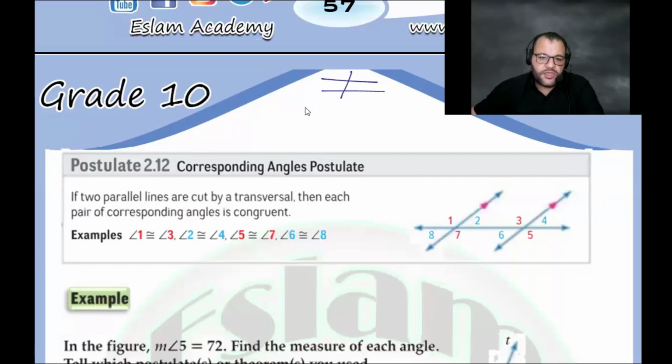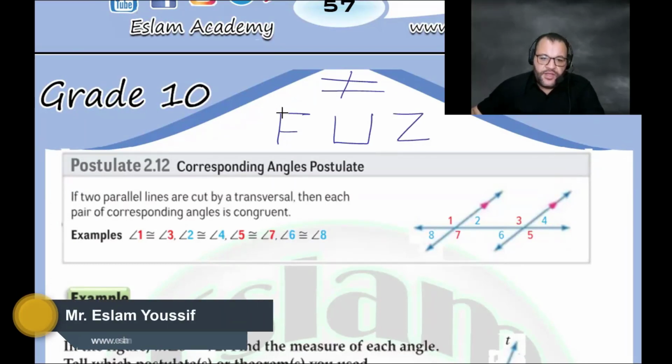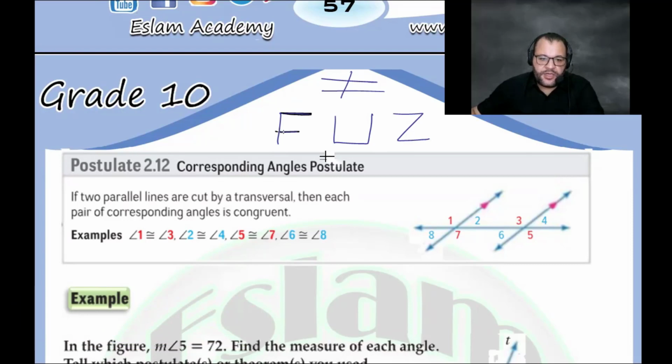So from that we can say that if we have two parallel lines and one transversal, then we have F, U and Z. What is the meaning of that? F, that is the two lines that are parallel. U, that is the two lines that are parallel, and the blue one is the transversal. Z, that is the two lines which are parallel, and the blue one is the transversal.